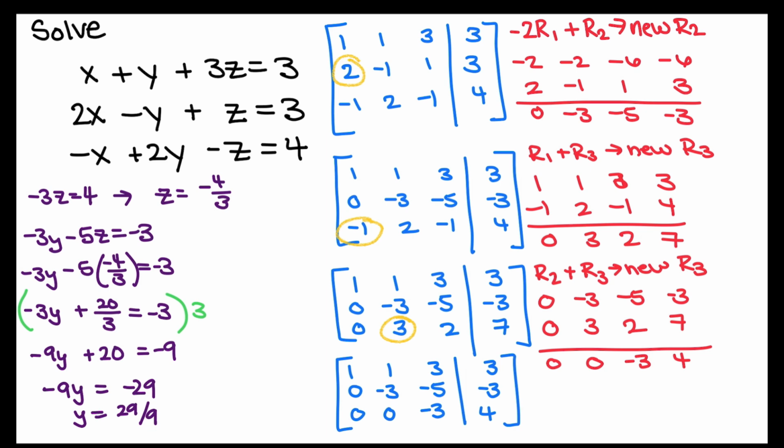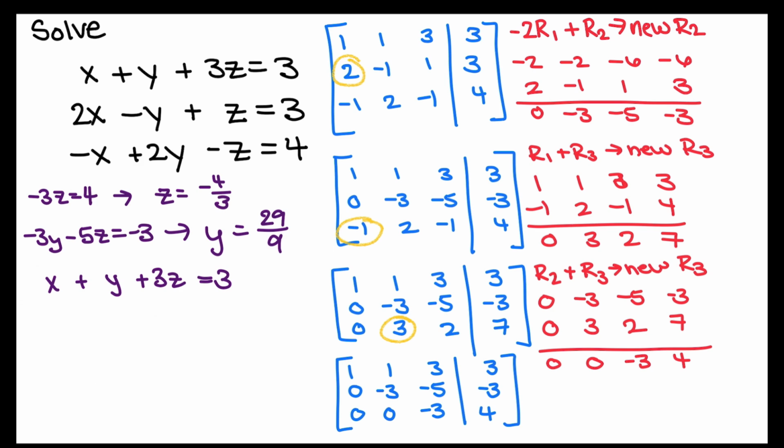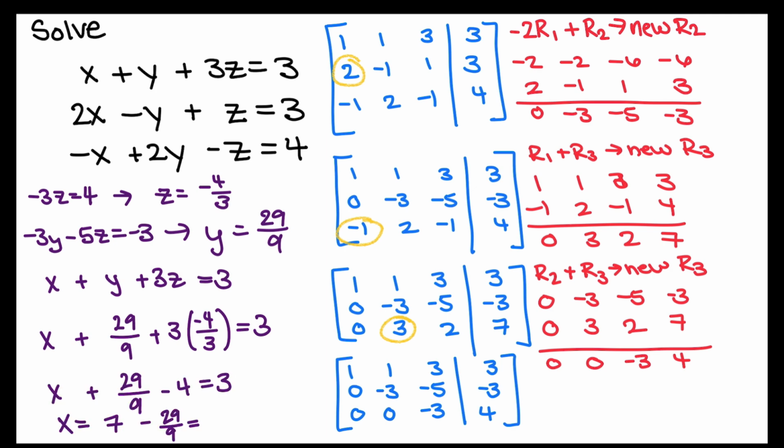All right, one more variable, one more equation. That first row is the equation x plus y plus 3z equals 3. I'm going to plug those numbers in. So I've got x plus 29 over 9 plus 3 times negative 4/3 equals 3. So x plus 29 over 9, and then 3 over 1 times negative 4 over 3. The 3's cancel. That should just be negative 4.